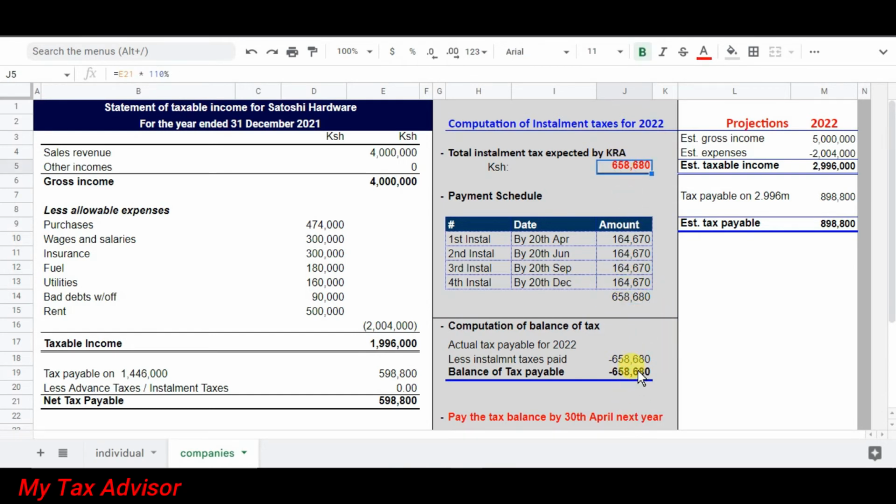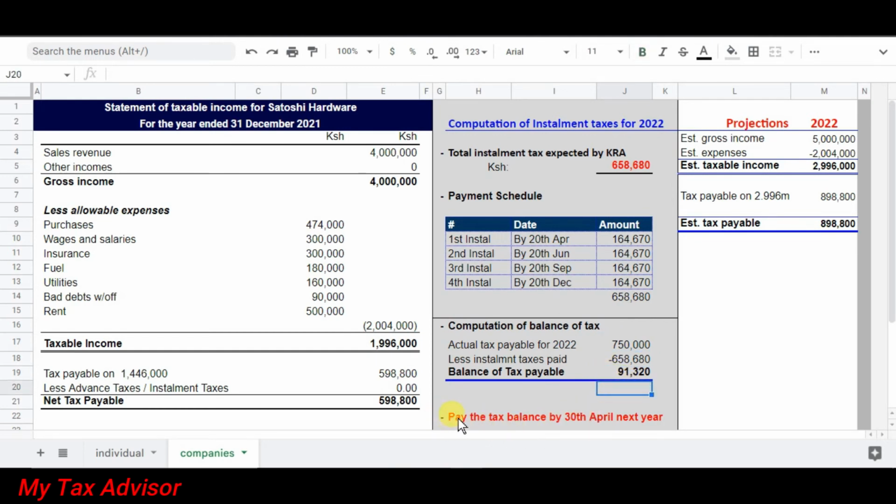So let's assume now the year has come to an end. You've done the actual books of accounts, and you've assessed the actual tax, and let's assume that the tax that you ought to have paid was 750,000. All right, how much would you be paying KRA as a balance of tax? You're just gonna have 750 minus the installment tax that you've already paid them, and you're just gonna pay them the balance of 91,000.